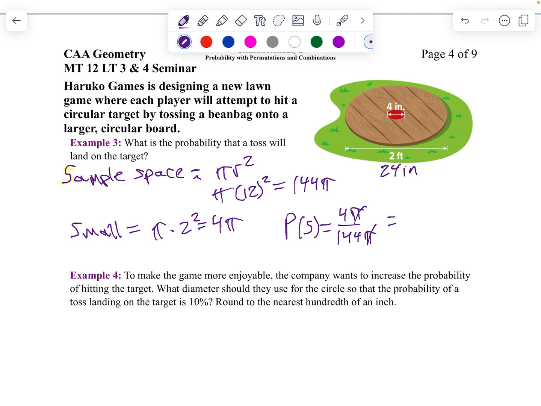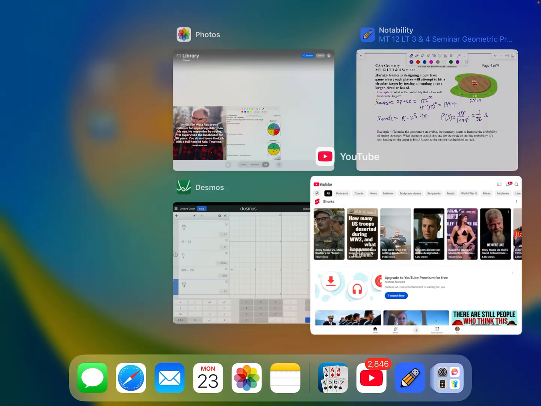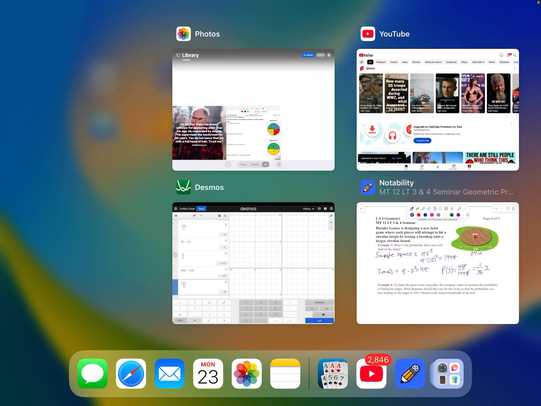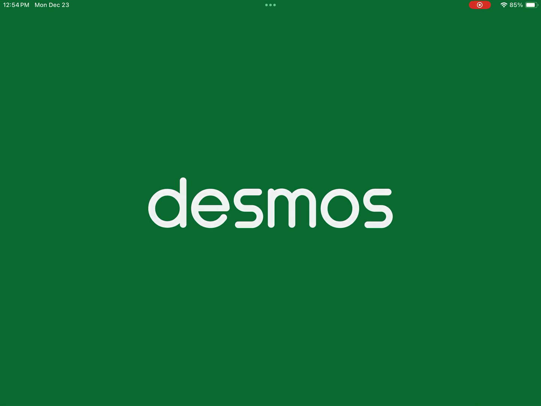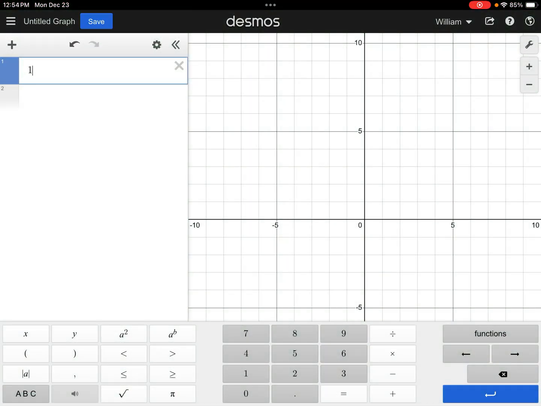what do we get here? 4 divided by 144. So that'll be, what, 1 over 36? Usually you don't see 1 over 36 written as a fraction. So if I take 1 divided by 36, we'll get about 3%, won't we? 0.03.